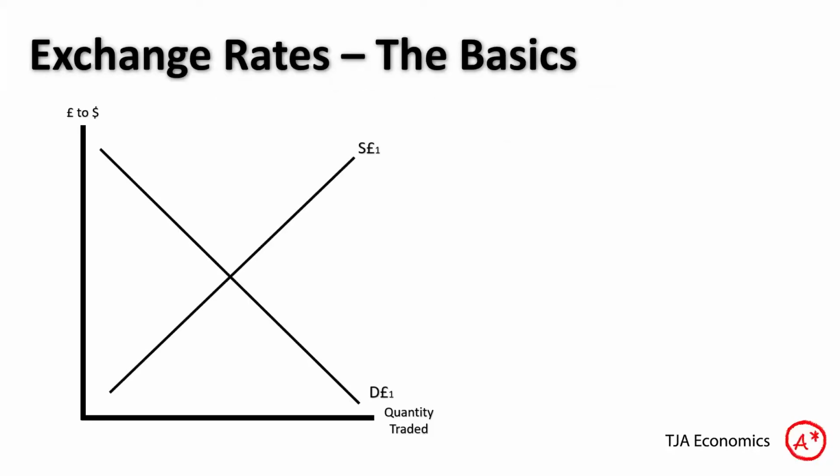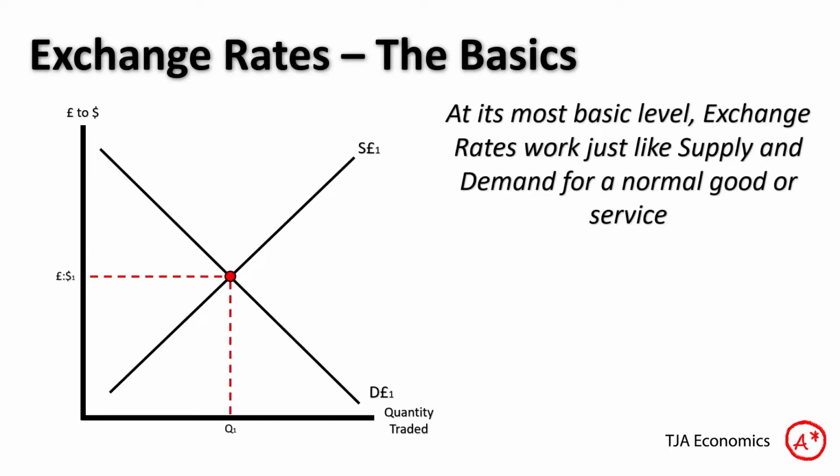And to be honest, exchange rates at their most basic level work just like supply and demand of any normal good or service. You can see in this diagram on the left, we've got the value of the pound in the dollar on the vertical axis, and our two curves, supply of the pound and demand for the pound. And that gives us the value of the pound, which is that little value on the left-hand side.